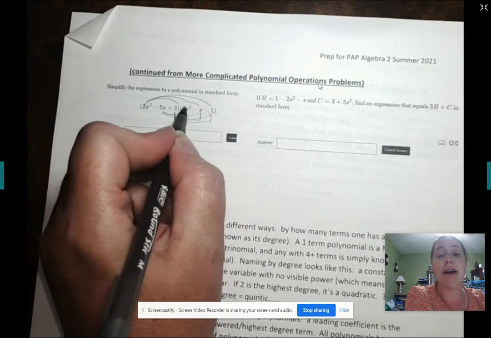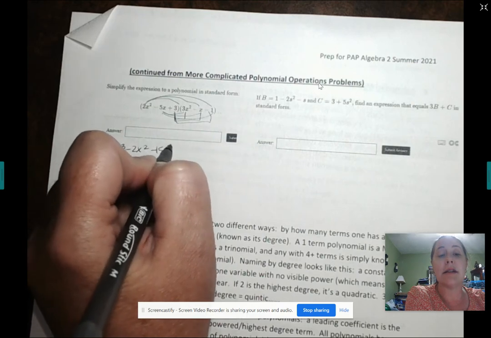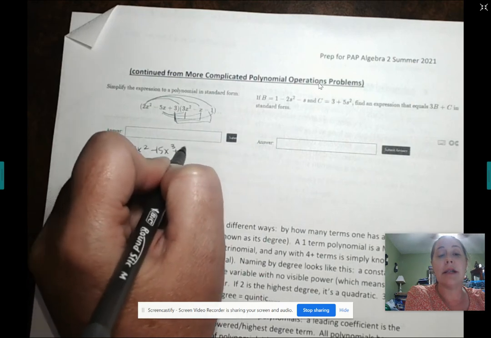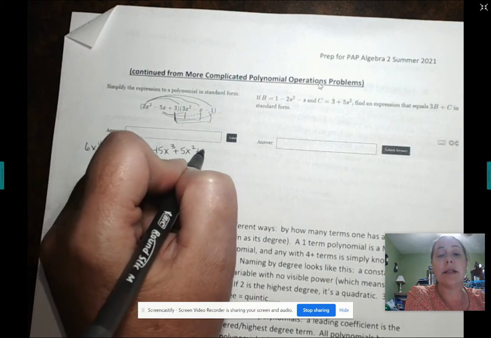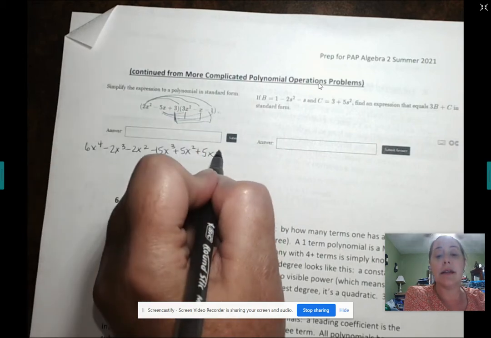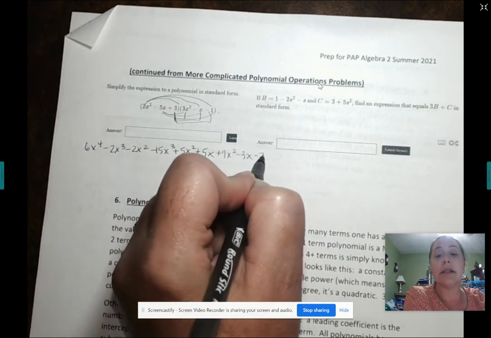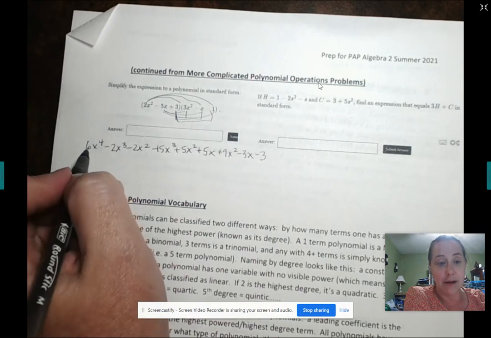Now I'll do negative 5x times each of these. So negative 15x to the 3rd, positive 5x squared, positive 5x, and now 3 times each of these things. 9x squared minus 3x minus 3. Okay, I think I did that all right.